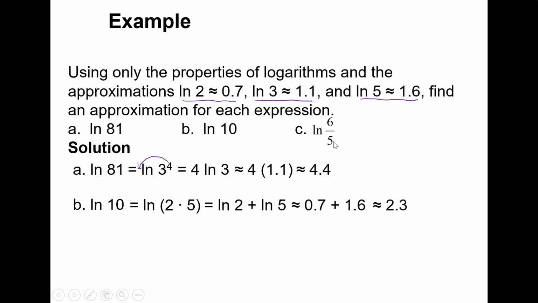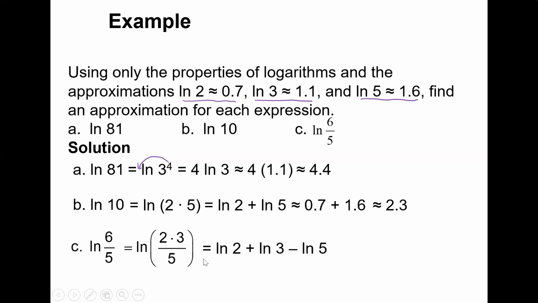And finally, ln of 6 fifths. And so we're going to have ln of 6 minus the ln of 5. But 6 we can break apart into 2 and 3. So we're going to have ln of 2 plus ln of 3 minus the ln of 5. So now we just take that one plus that one minus that one, and we end up with 0.2 as our answer for this problem.